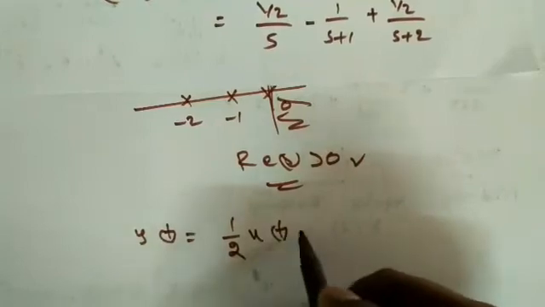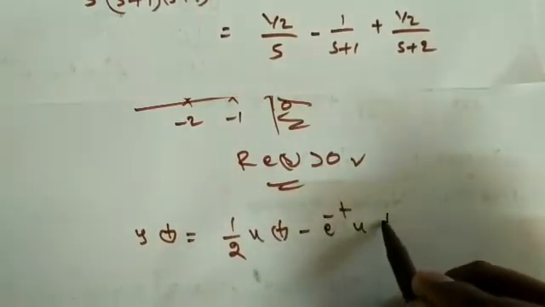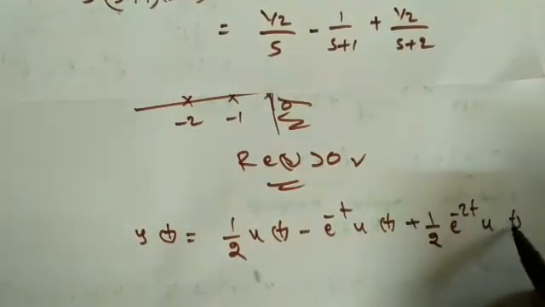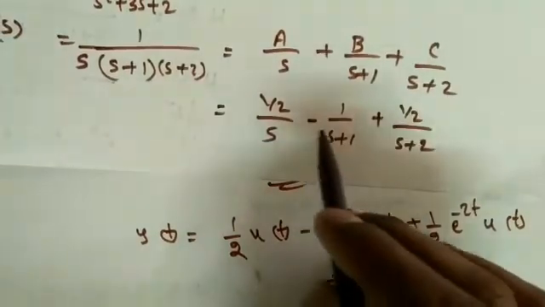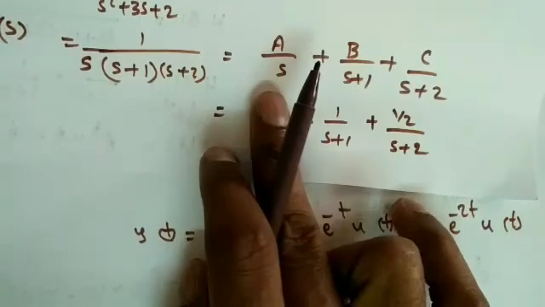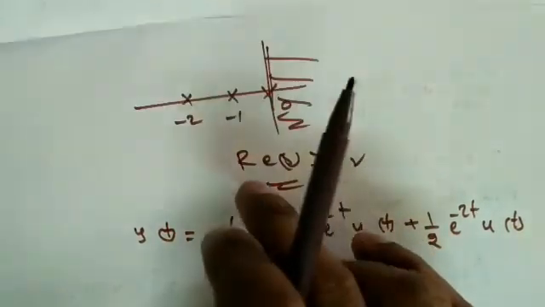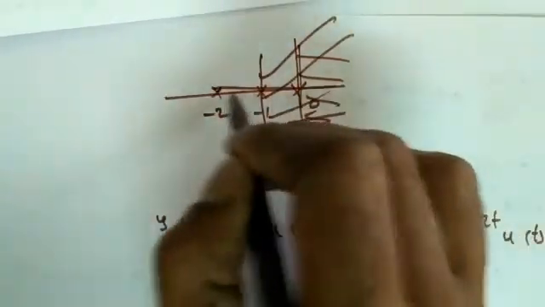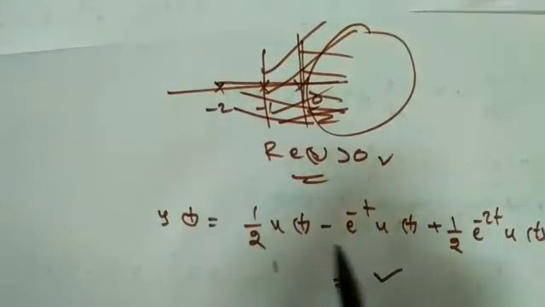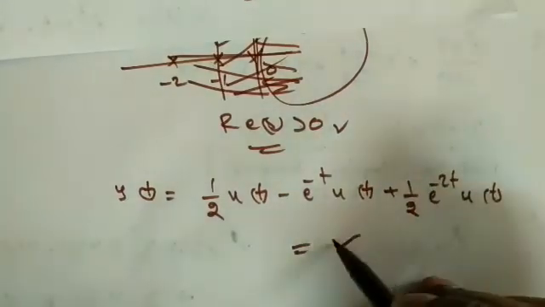So what is y of t? 1 by 2 into u of t minus e to the power minus t into u of t plus 1 by 2 into e to the power minus 2t into u of t. So what is the common ROC we need to take? In the previous example we took real of s greater than minus 1 because 1 by s was not there. But in this case 1 by s is there. The common ROC between them is real of s greater than 0. For all three conditions it should be satisfied. So that is this y of t. Right? So this is about this one.